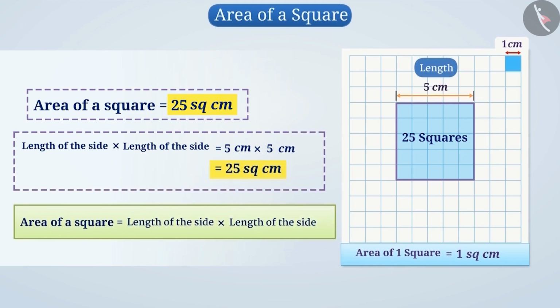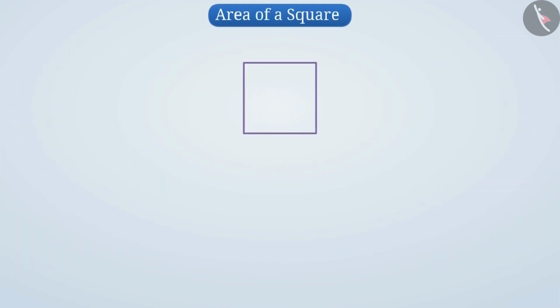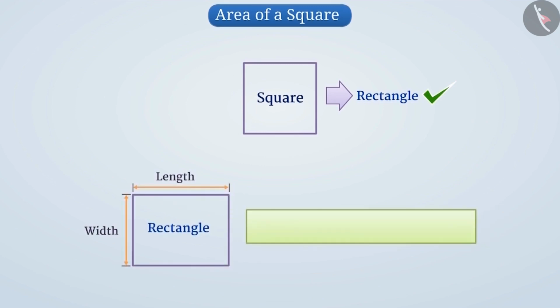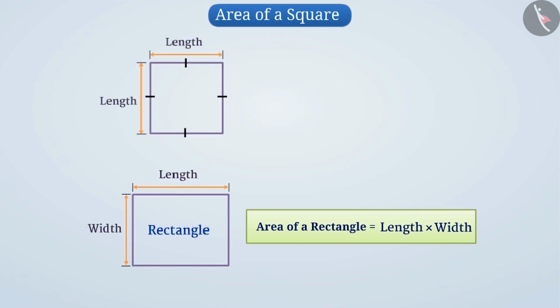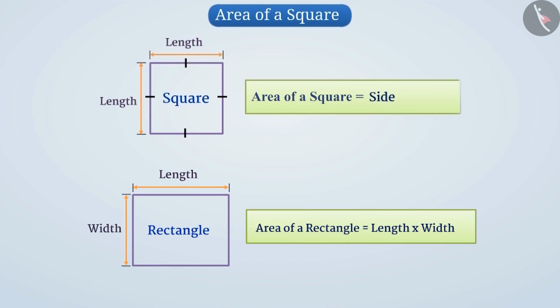We can also conclude this using a different approach. In geometry, we learned that a square is also a rectangle. In the previous video, we learned that the area of a rectangle is length multiplied by width. But in the case of a square, all sides are equal. Therefore, we can write the length of the side in place of the length and width. In this way, area of the square can be written as side multiplied by side. Hence, the result obtained by multiplying the side of a square by itself is the area of that square.